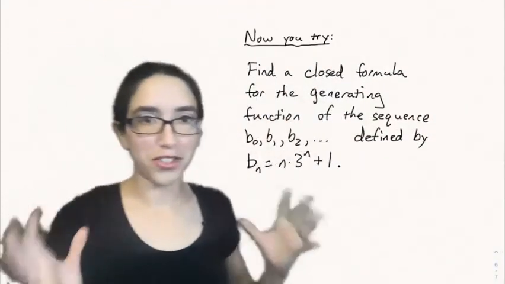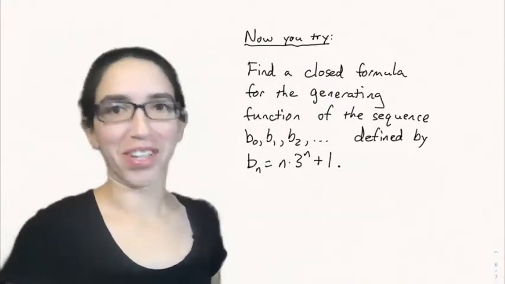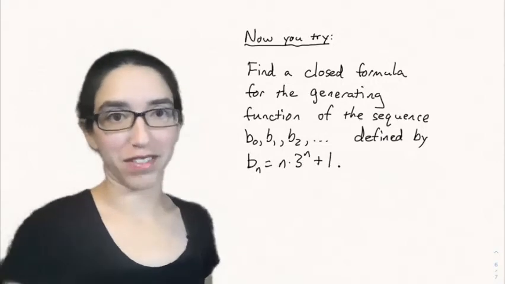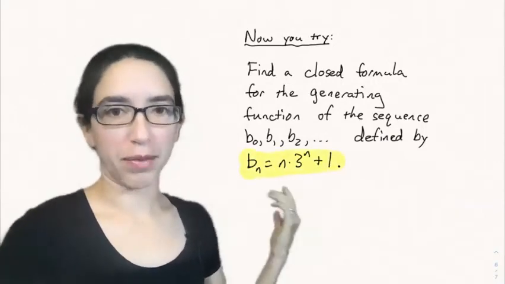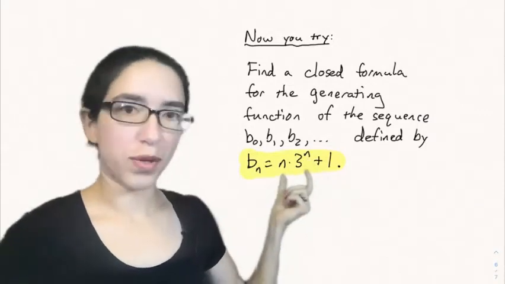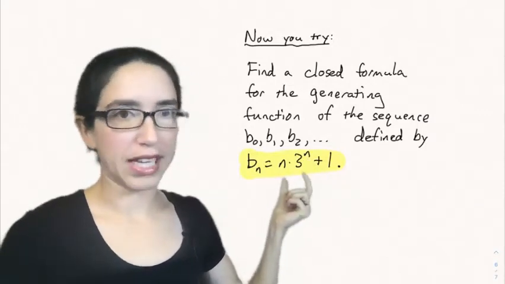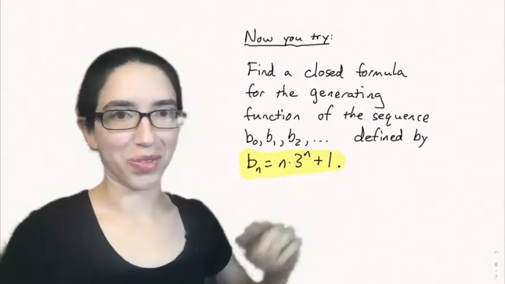But for now, let's just try to find more closed formulas for generating functions. So now you try to find a closed formula for the generating function of the sequence b0, b1, b2, etc., defined by bn equals n times 3 to the n plus 1. So this one looks a little bit like the n times 2 to the n that we just did, but then you're going to have to use addition of generating functions to add this one in.